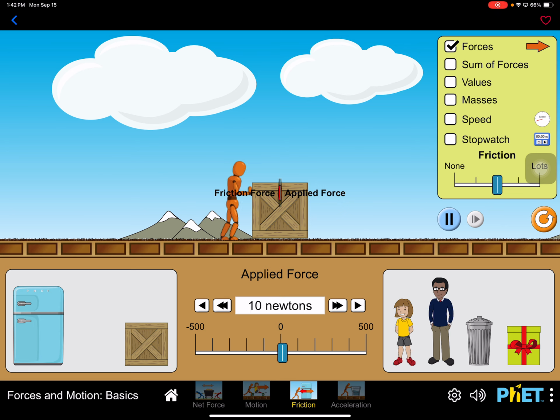Okay, so you can see that this guy is pushing with a force of 10 newtons and the object is not moving. That's because there's a friction force between the two of 10 newtons in the opposite direction. Now you're pushing with a force of 25 newtons and there's a friction force in the opposite direction of 25 newtons. And this is called a static friction force. So you can see that the static friction force can vary.